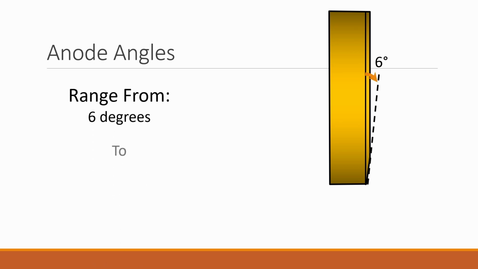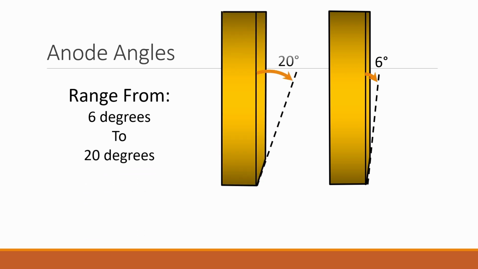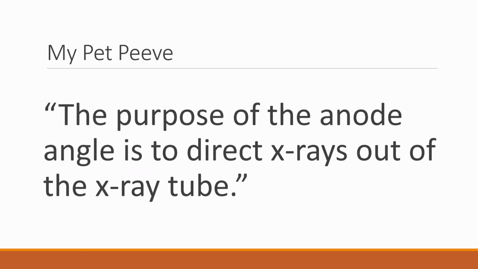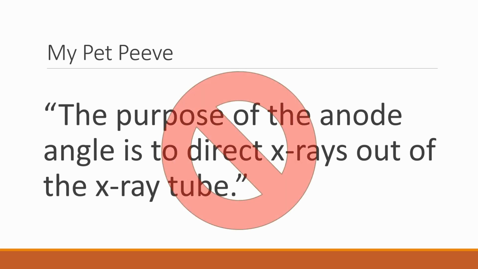This image depicts the lower one-third of the anode disc. The angle of the anode's face can range from 6 degrees to a maximum of 20 degrees. The statement below is the reason for the existence of this lesson. I'll give you a few seconds to read it. With that being said, it is wrong.